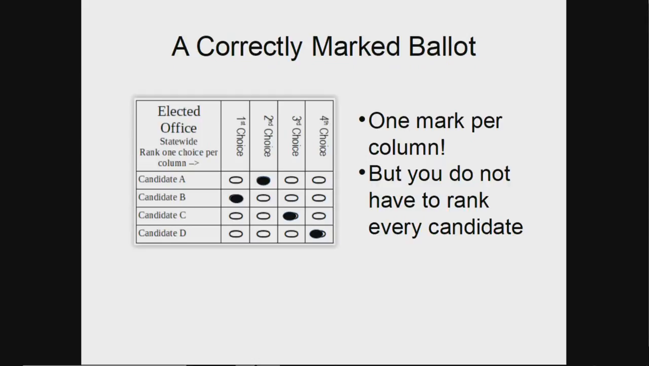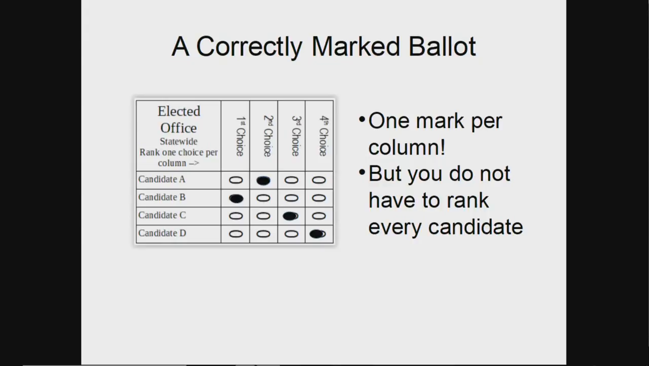One or the other has to get the vote, and they can't decide how to cast that ballot if you have two candidates as a first choice or two candidates as a second choice. So a correctly marked ballot will have only one mark in any column.